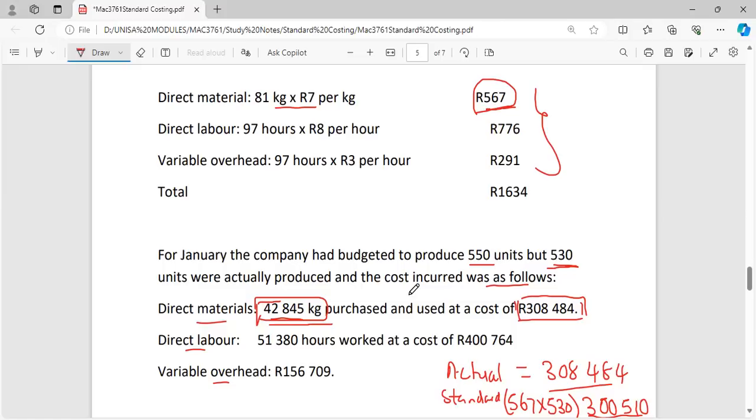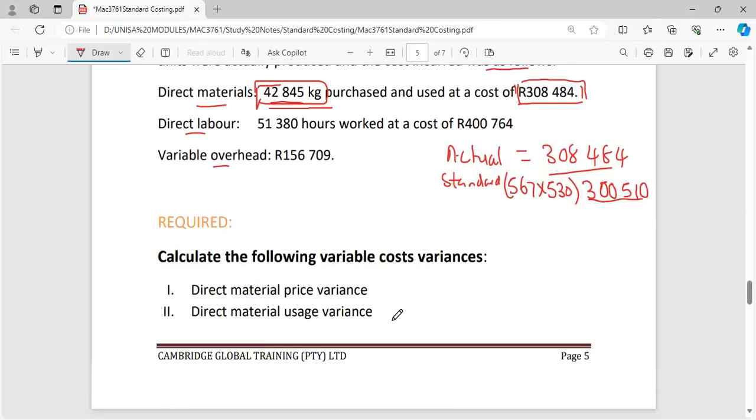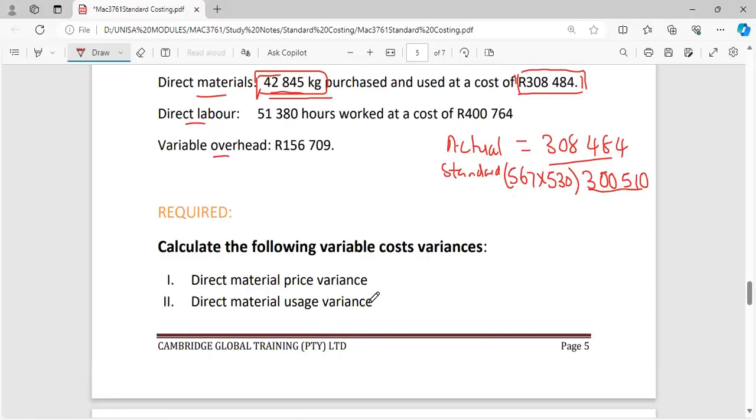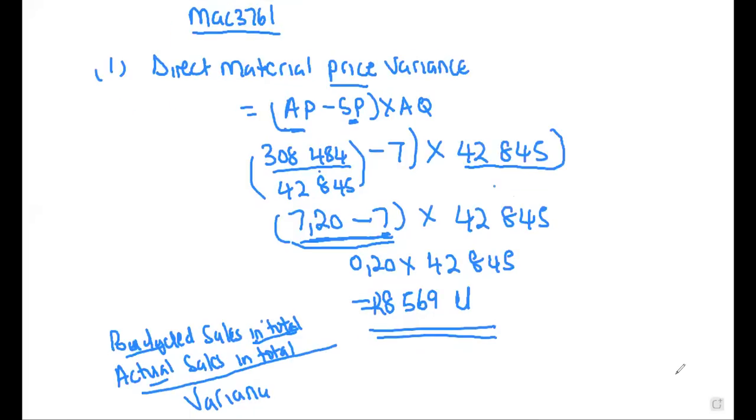Okay, thanks. Right. Any other question before we do the direct material usage variance? Right. On the direct material usage variance, let's just go to, so this is going to be number 2. Direct material.